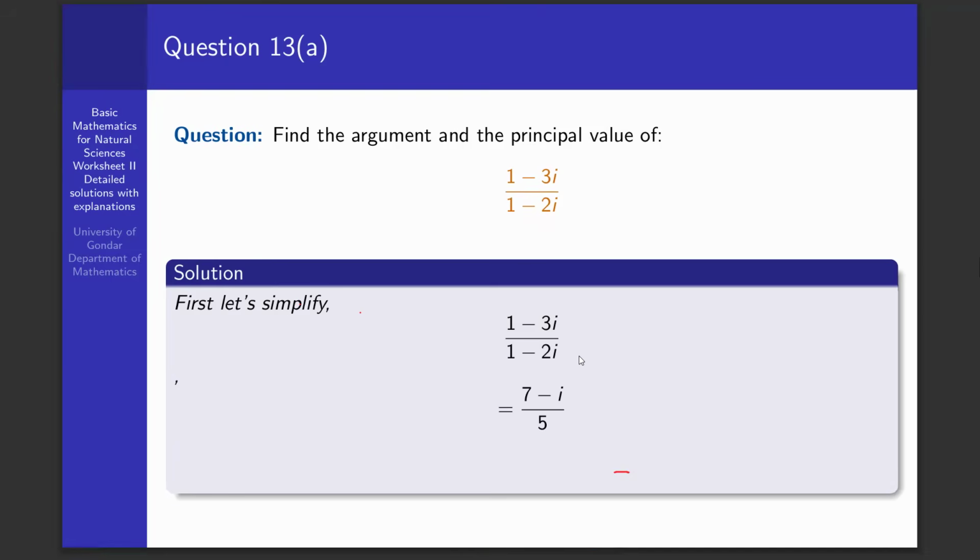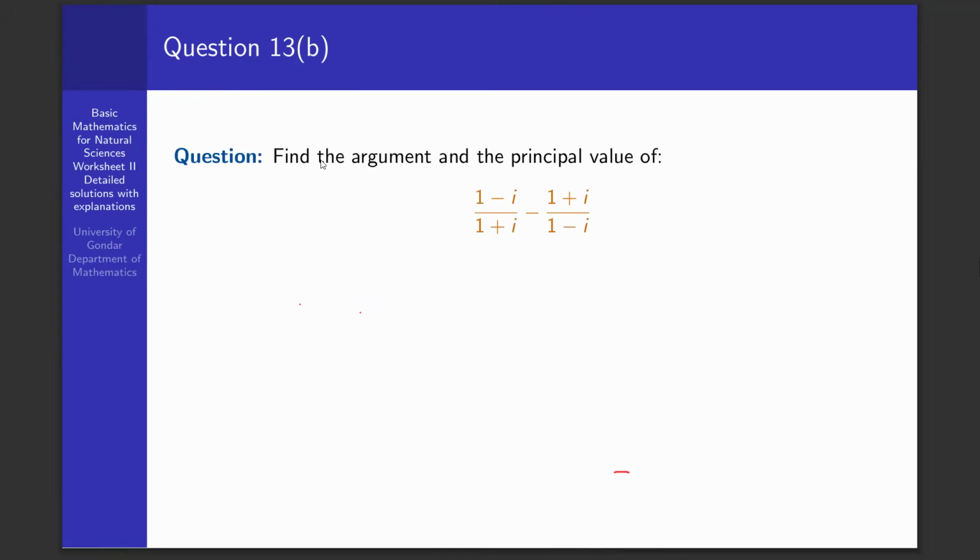And then the principal argument could be arctan, or tan inverse, of the imaginary part over the real part, that is minus 1 over 5 divided by 7 over 5, which is minus 1 over 7. And this could be approximated using a scientific calculator. We can approximate this one as negative 0.1419 rad in radian measure. That means this is for the fourth quadrant angle. That is why it is negative.